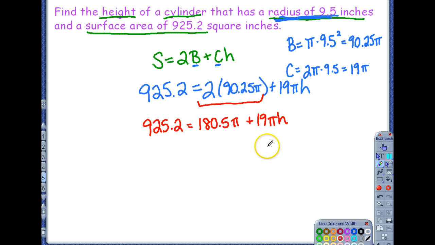Now, we want to just solve this equation for the height. Pi is a known value. We can type it in our calculator. We can get its decimal, about 3.14. Right. So what would I do to get this h by itself? What are the pieces that I need to do?